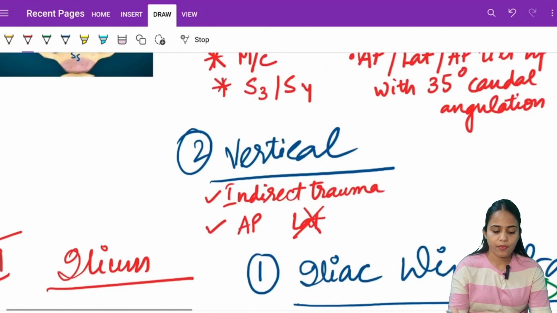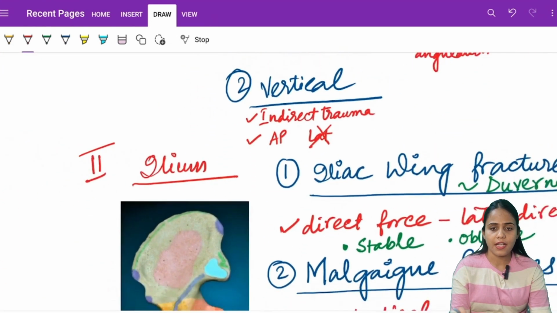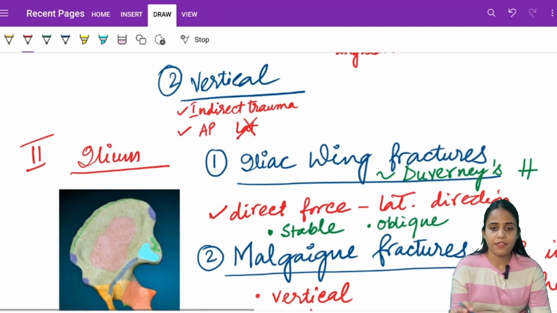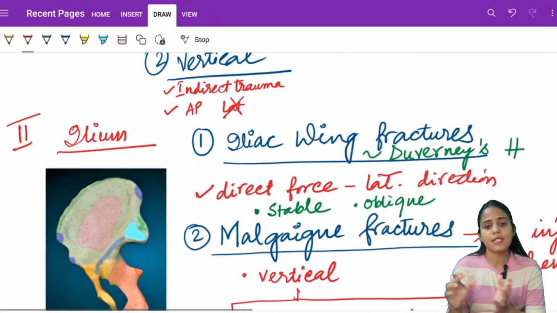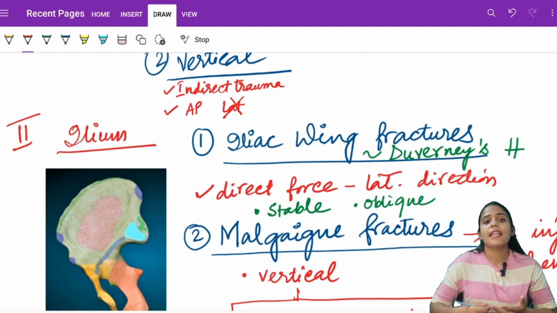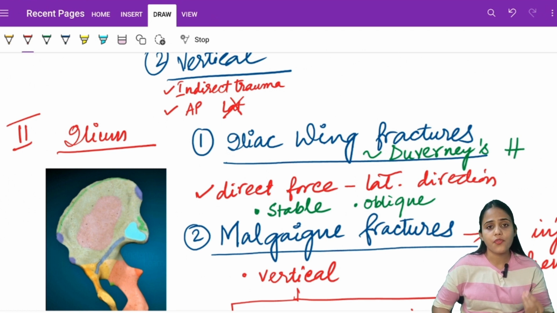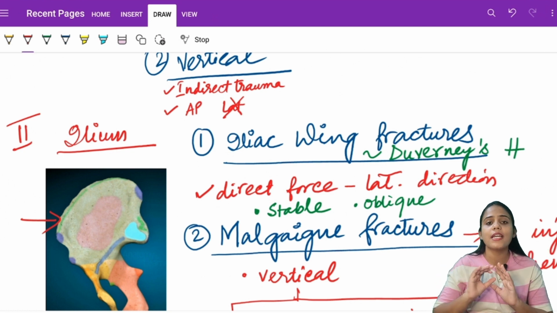Let's move on to the fractures of the ilium. In the fractures of the ilium, we first have the iliac wing fractures. Because it was first described by Duverney, these iliac wing fractures are also known as Duverney's fracture. These usually occur due to a direct force hitting the iliac wing from the lateral direction like this. This is usually a stable fracture because the iliac wing is covered by very large muscles, hence even if fractured, they do not usually get displaced.